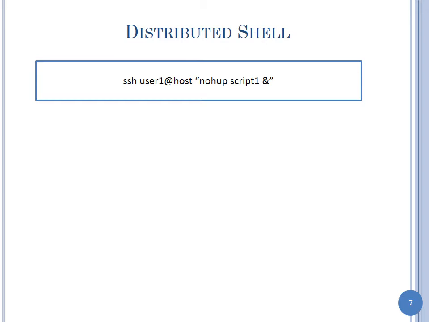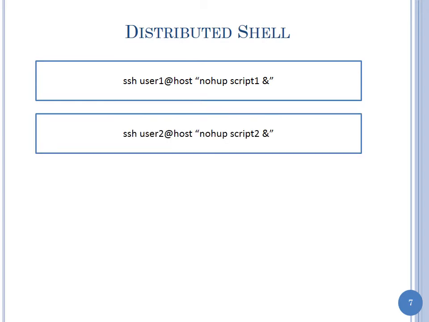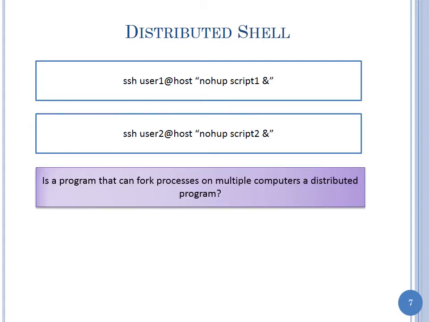I should have said host one and host two, and I'll correct that when I save the recordings. And I can say, run script two on host two as user two, or as user one. Basically, I'm saying two different computers. So here's a program, the shell, that's actually creating processes on different machines. And the question is, would we call such a shell a distributed program?